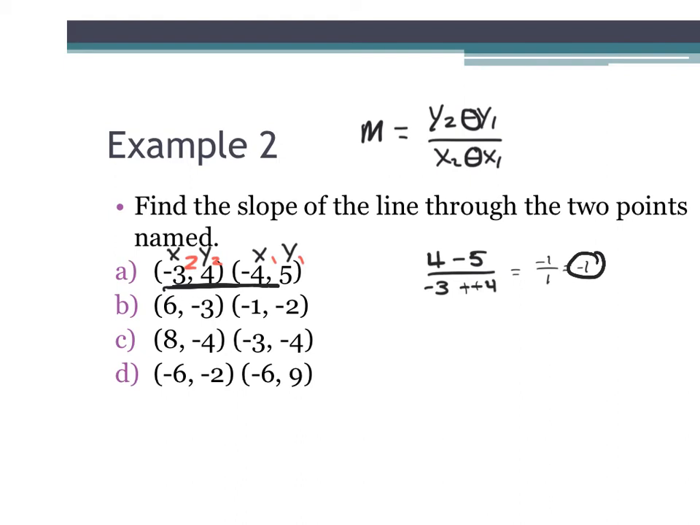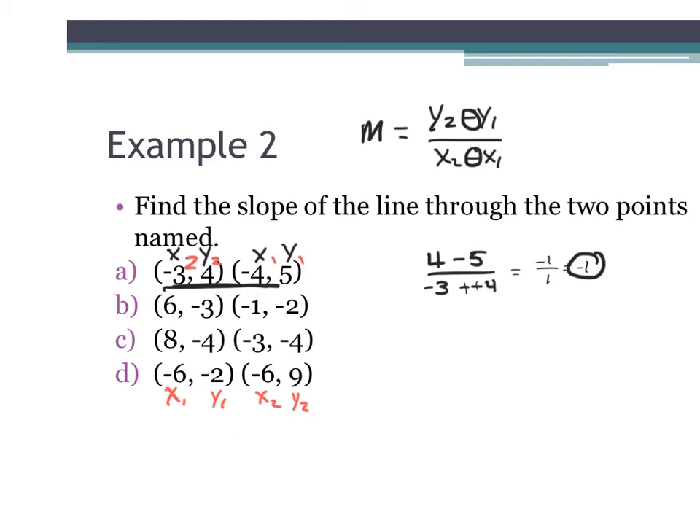All right, let's do one more. I don't want to do all these. I'm going to jump to the very last one here. And I'm going to do this one, x1, y1, x2, y2. Why did I switch? Just because it doesn't matter. Just call one of them the first set, the other one the second set. I don't want you to get hung up on which one is the first set and which one is the second set. That part doesn't matter.